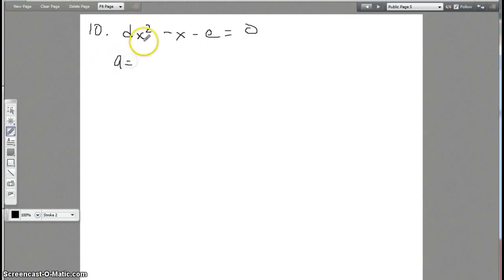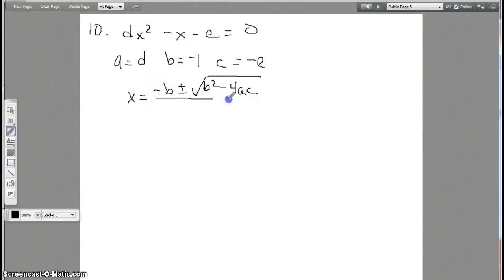A is the number in front of x squared, so that's a d. B is the number in front of x, so that's a -1. C is our constant, so that's a -e. So now we write down our formula, x equals -b plus or minus square root b squared minus 4ac, all over 2a. Okay, so our x will equal -b.